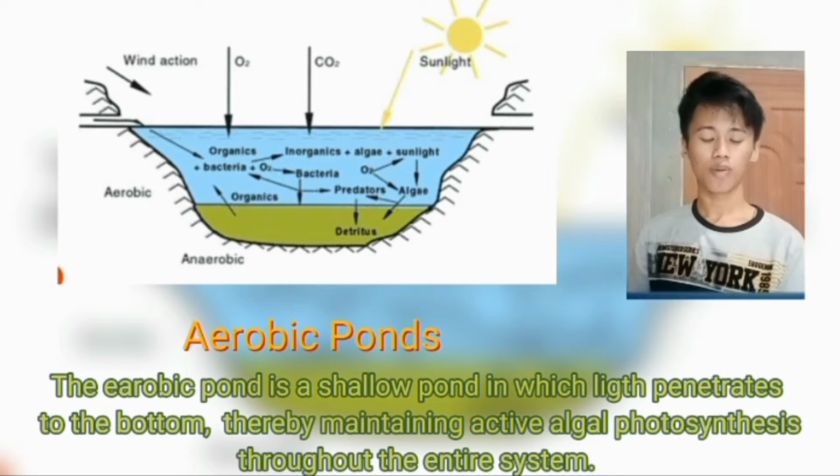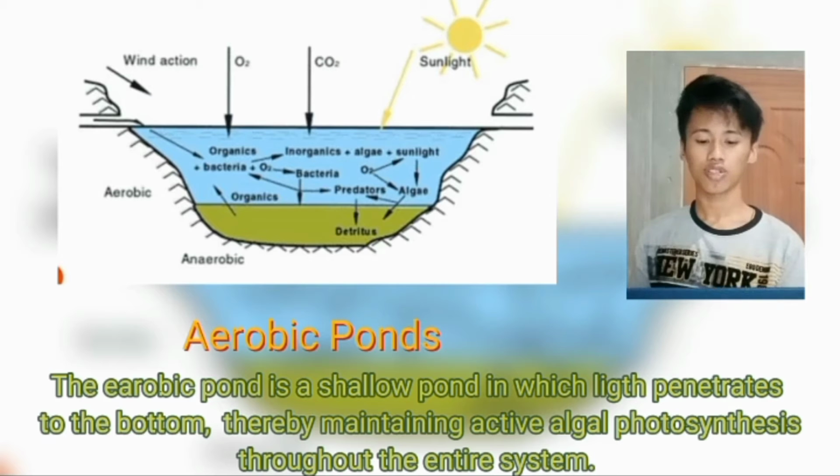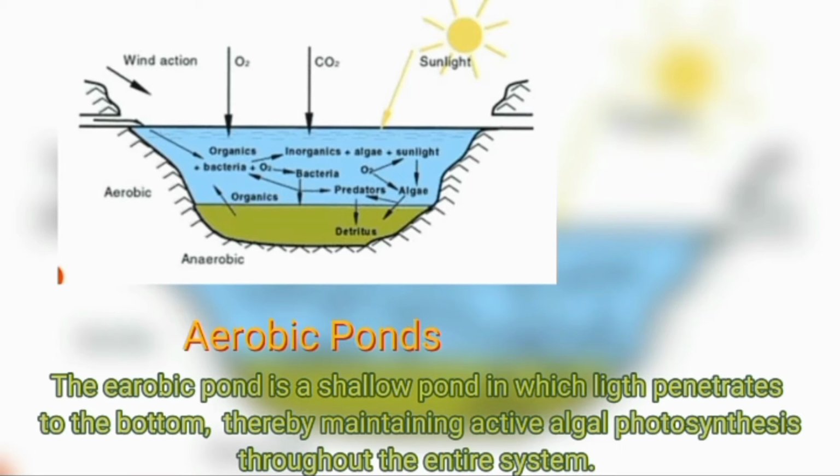Aerobic ponds. The aerobic pond is a shallow pond in which light penetrates to the bottom, thereby maintaining active algal photosynthesis throughout the entire system.